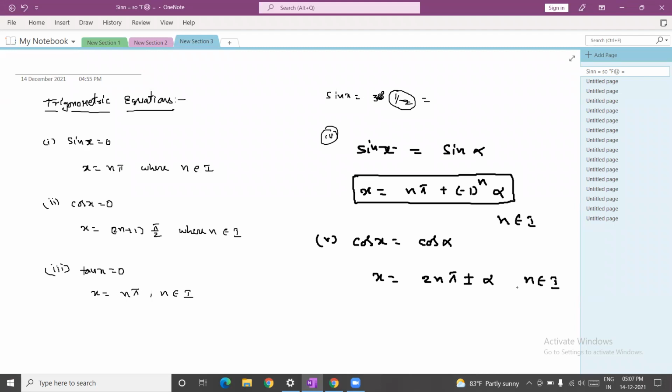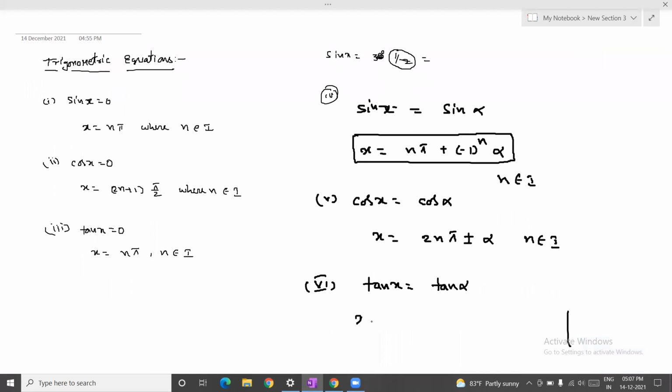Same as if I'm taking tan x is equal to tan alpha. So the general solution of x will be equal to n pi plus alpha, where n belongs to an integer. Is it clear, students? So let me do the next one.